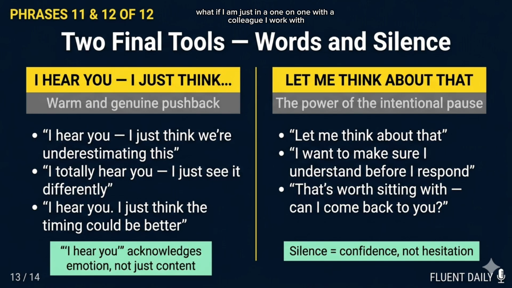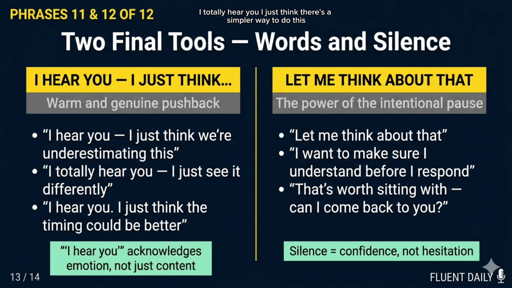Good to know. What if I am just in a one-on-one with a colleague I work with every day? To that, you want the casual warmth of phrase 11. I hear you. I just think. Saying, I hear you, provides both emotional and intellectual acknowledgement, and the word just casually softens the introduction of your view. I hear you. I just think we're underestimating how long this will take. Or, I hear you, I just think the timing could be better.